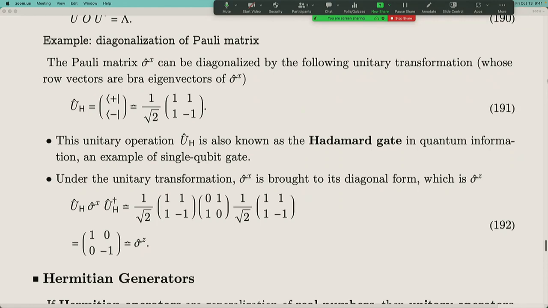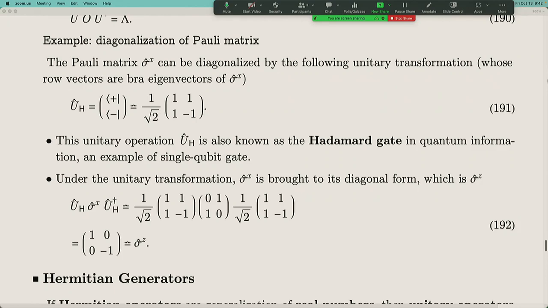And this unitary actually has a name in quantum information, called the Hadamard gate, which is a very important single-qubit gate. The reason it's important is that if you apply this unitary transformation to the sigma x operator, this is U, this is X, this is U dagger. Once you finish this computation, you will amazingly find that the matrix becomes diagonal. First of all, this is not diagonal, but it gets transformed to a diagonal matrix. The diagonal matrix elements simply correspond to the eigenvalues we just put in, and this diagonal matrix corresponds to sigma z.